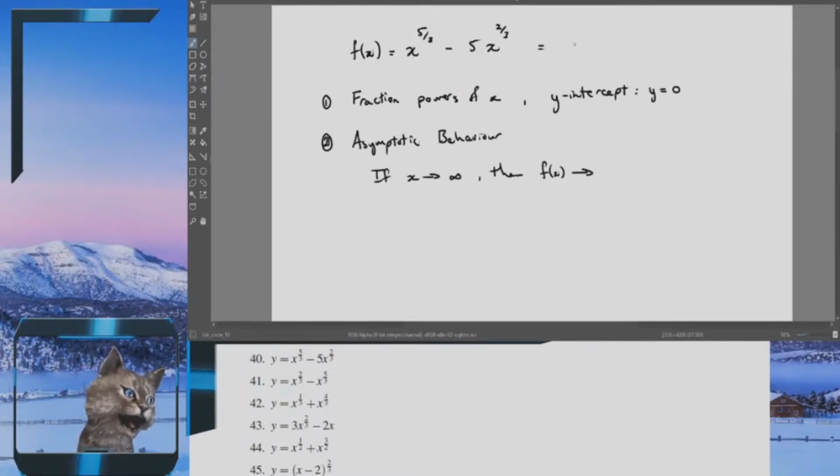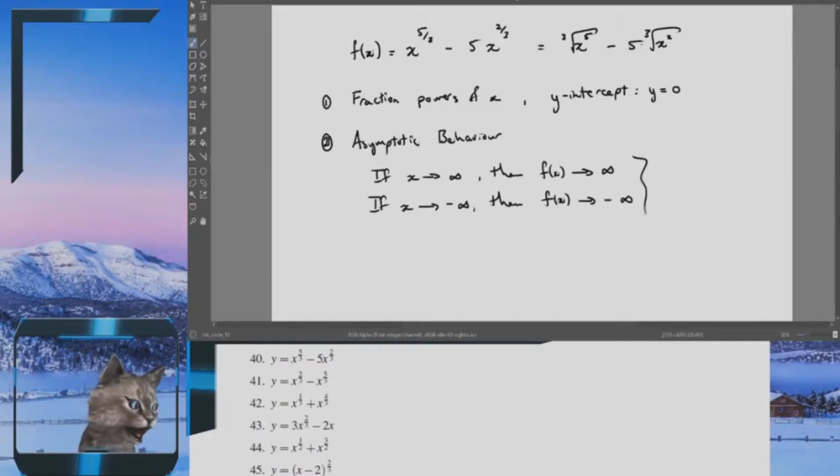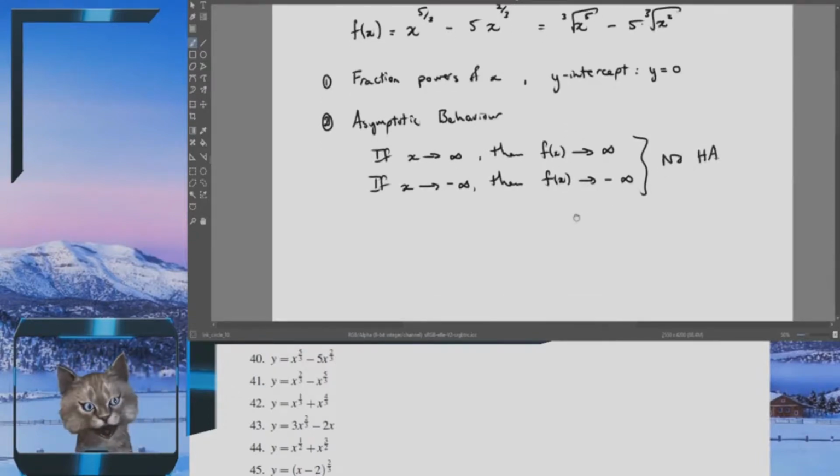Now remember, I can rewrite this as x to the power of 5, the cube root, minus 5 times x squared, the cube root. Maybe that cube is not very clear. There we go. So, x to the 5 gets bigger when x gets bigger, positive. Cube root of a big positive number, big positive. But if x approaches negative infinity, then it still behaves like its leading term, a large negative number, and x to the 5 will also be large negative. Cube root of a large negative number, large negative. Regardless, I have no horizontal asymptote.